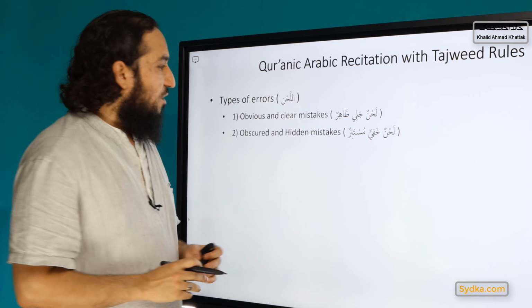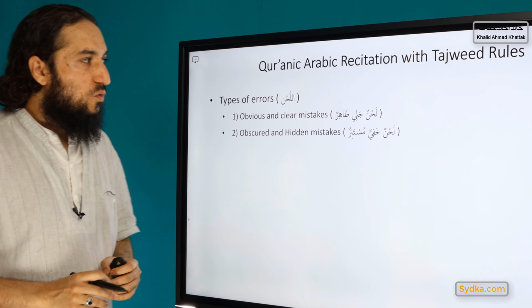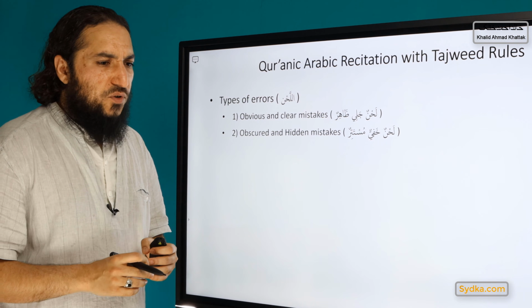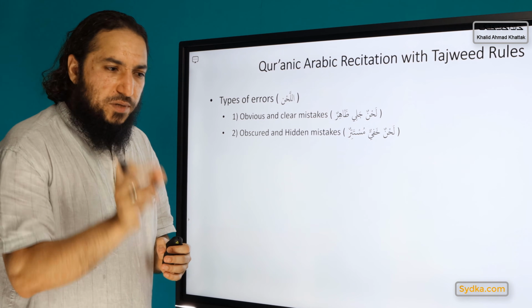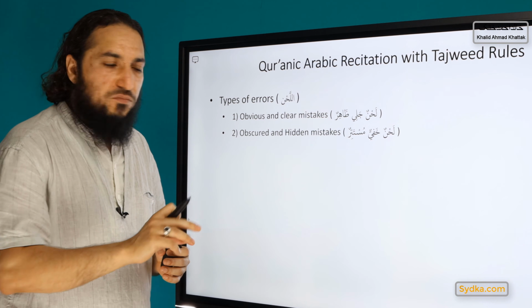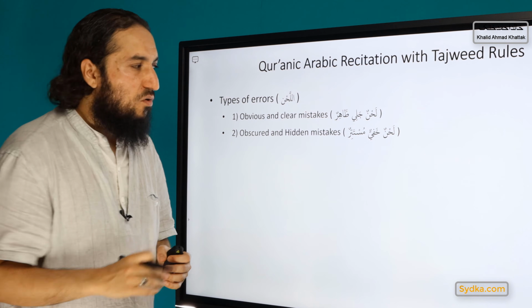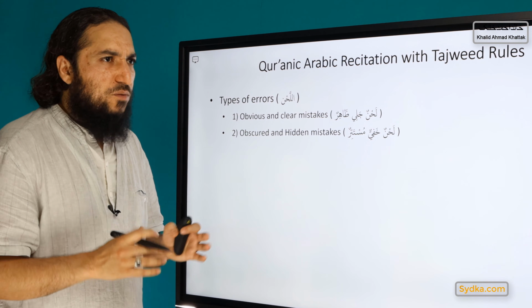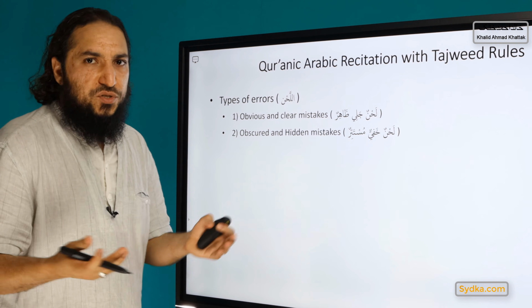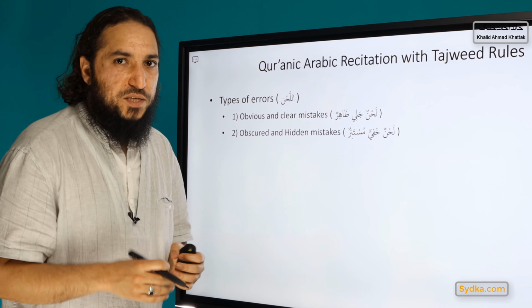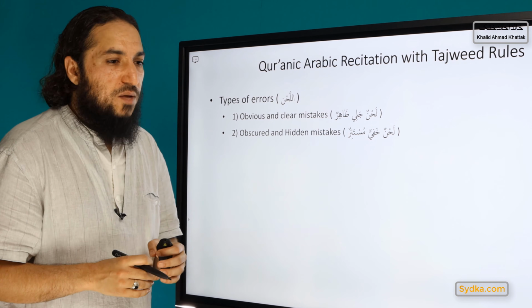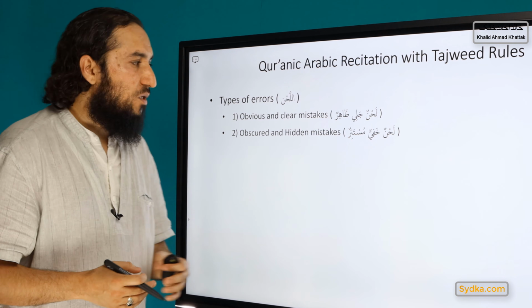The first one is called obvious and clear mistakes, lahnun jalli zahir. An example would be if you replace one letter completely with another one, so you completely say the wrong letter. It can be detected by an average reciter who knows just the basic rules of tajweed, and it's dangerous as well. Most of the time it changes the meaning of the word.